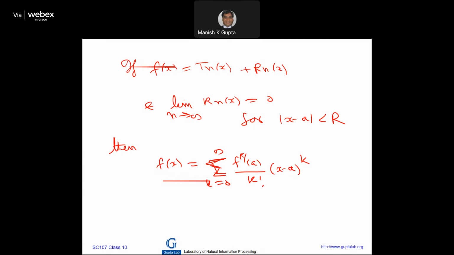This value is 1 over 1 minus x, right? Provided mod of x less than 1. Mod of x less than 1.